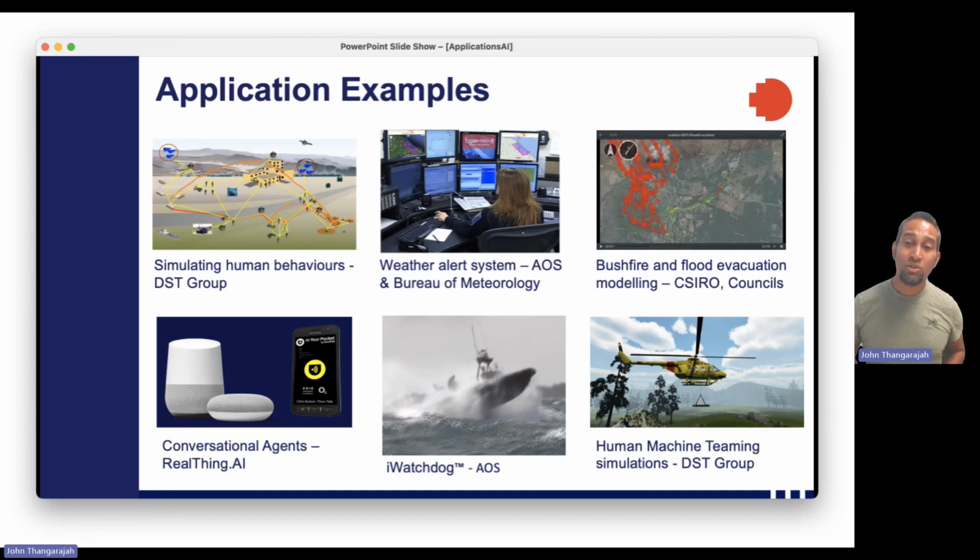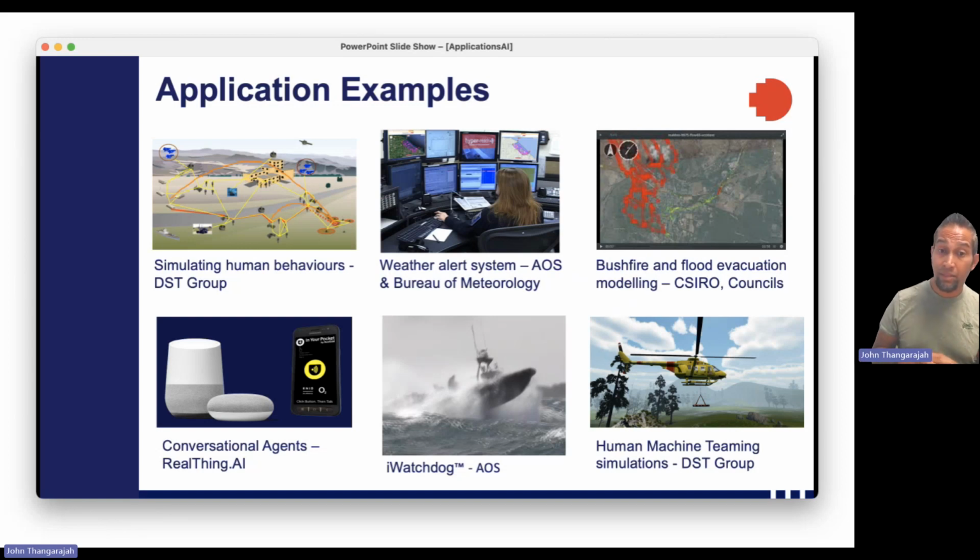Okay. So here are some other examples where we've used multi-agent systems with industry partners over the years. Here's a few of them, right? With the Defense Science and Technology Group, which is a research organization much like CSIRO, with a very different focus supporting our Australian defense, we look at various simulations of complex behaviors, right? Mainly human behaviors.